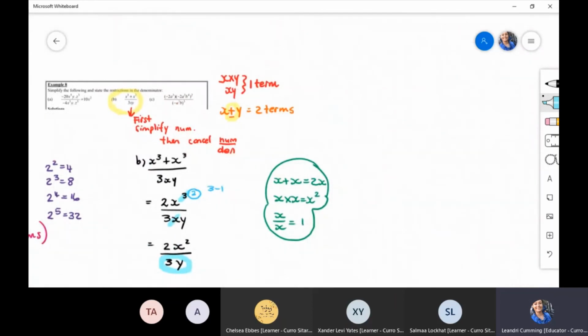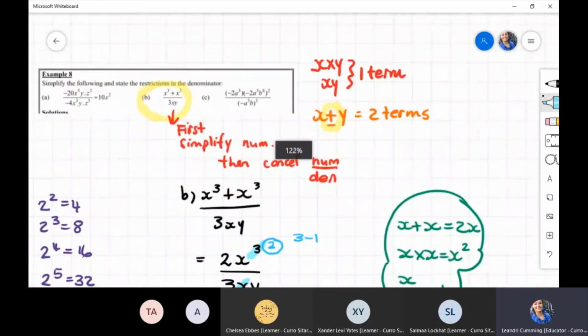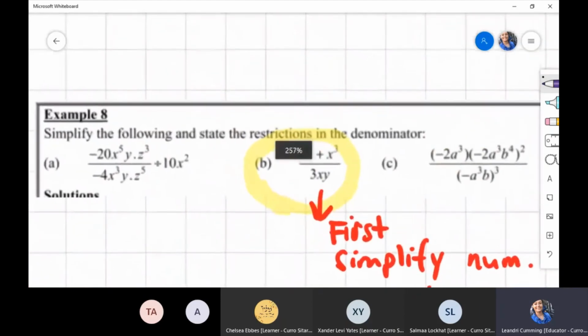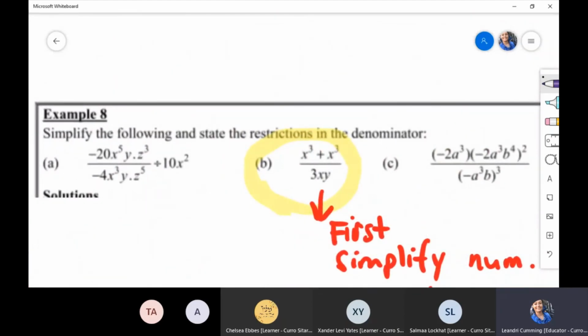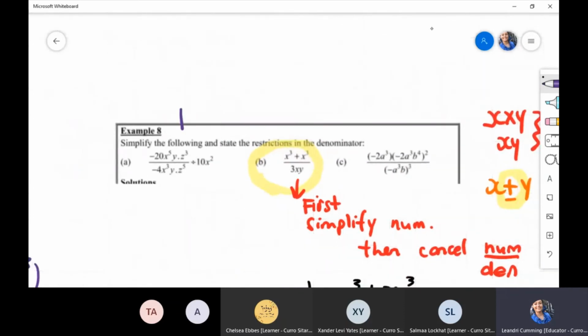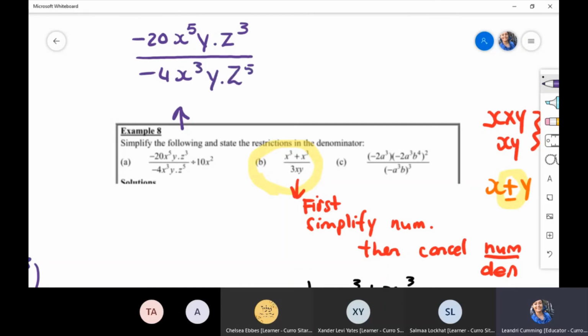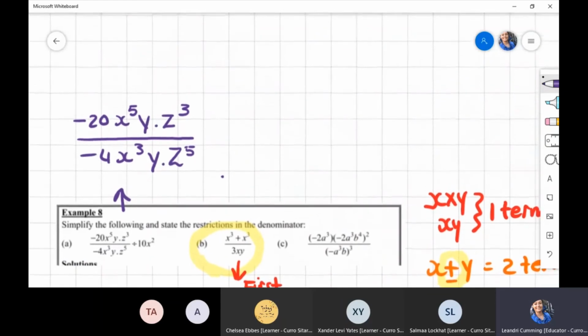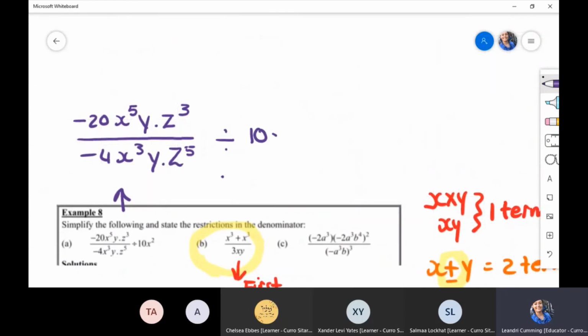Right, and then let me just quickly show you number A, and that wraps up our discussion for today. Number A, we can see, okay, great. There are some signs there, there are powers, quite a bit happening there. So let's see. Firstly, a negative 20x to the power of 5, y times z to the power of 3 divided by a negative 4x to the power of 3, y times z to the power of 5. And here I also have divided by 10x to the power of 2. Now, let's take that a little bit further.